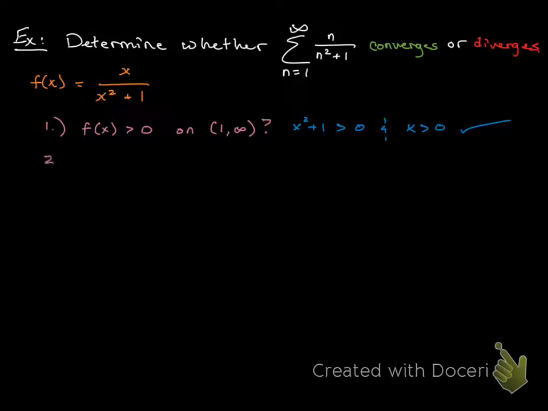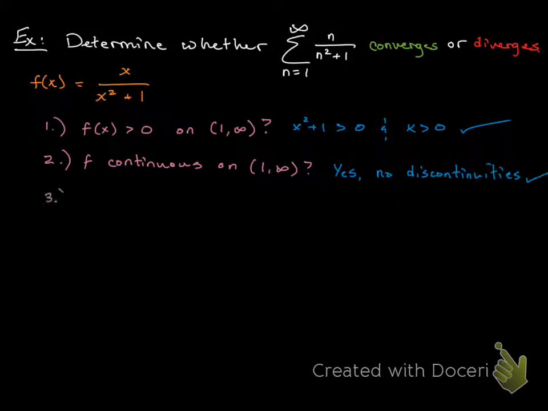The second is I have to look to see if f is continuous on my interval. And again, not usually a difficult thing. x squared plus 1 is never 0. I don't ever divide by 0 or take the square root of a negative. There are no breaks or jumps. No discontinuities on the interval from 1 to infinity.